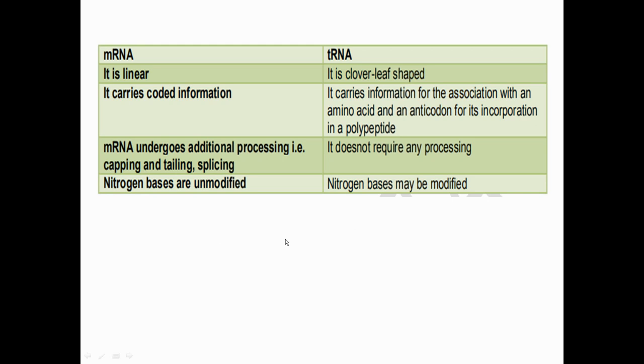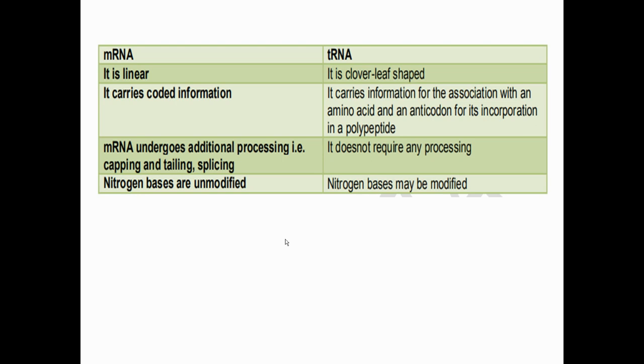So, the last topic we need to conclude: what is the difference between mRNA and tRNA? mRNA is a linear chain-like structure. However, tRNA is a clover leaf-like structure or inverted L-shaped structure. It carries coded information. As you know, mRNA carries information from the nucleus to the cytoplasm, and tRNA carries information associated with the amino acid, and that information is carried with the help of the anticodon site.